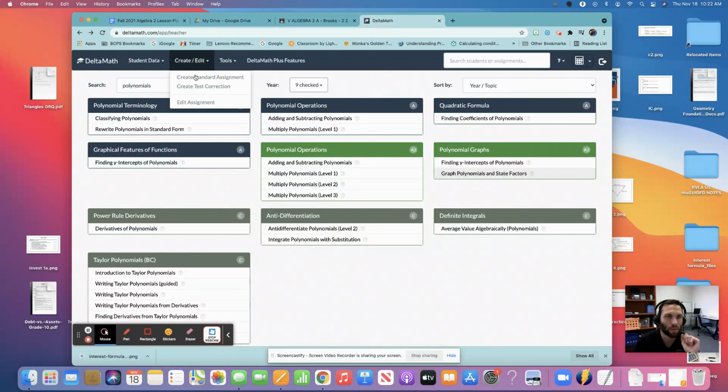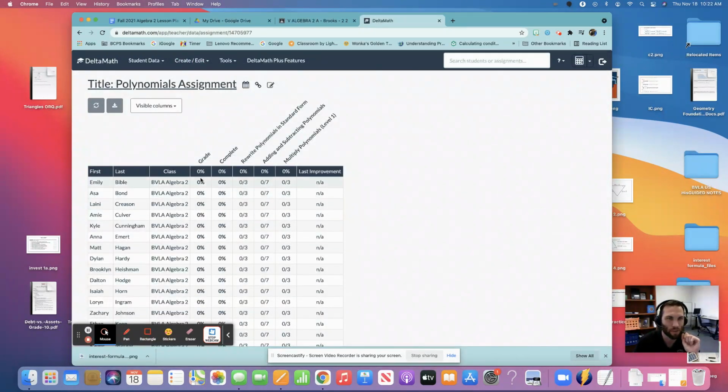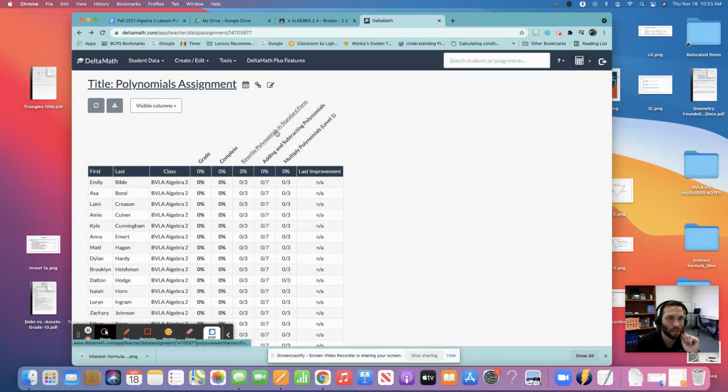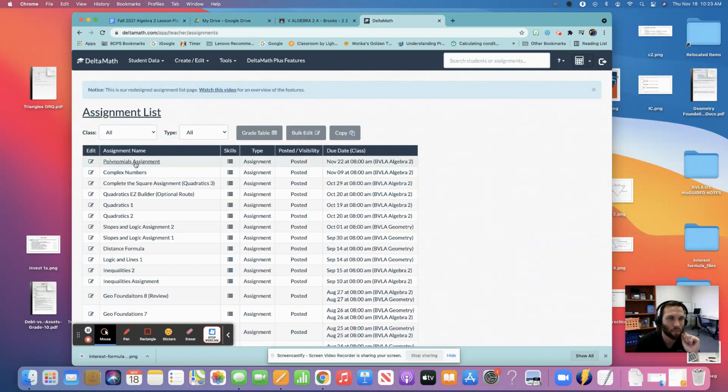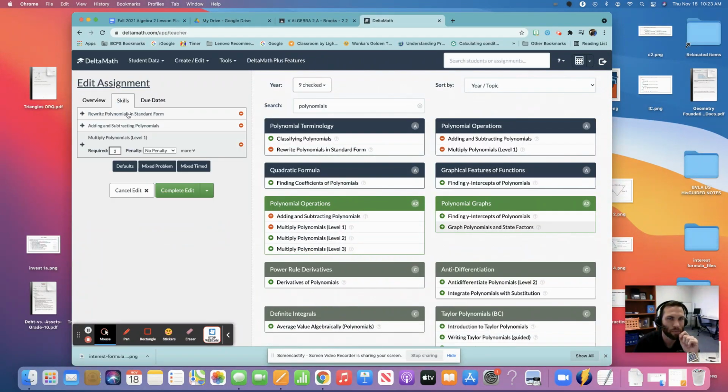And so I have to go to edit assignment, and it's polynomials assignment right here. So this is the polynomial assignment, and we're going to do these three little units right here, okay? And I'm not sure why this is not allowing me to. I have to edit assignment. Polynomials assignment. There we go. Okay.